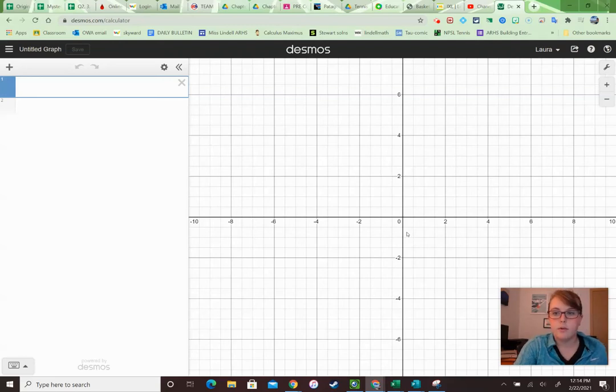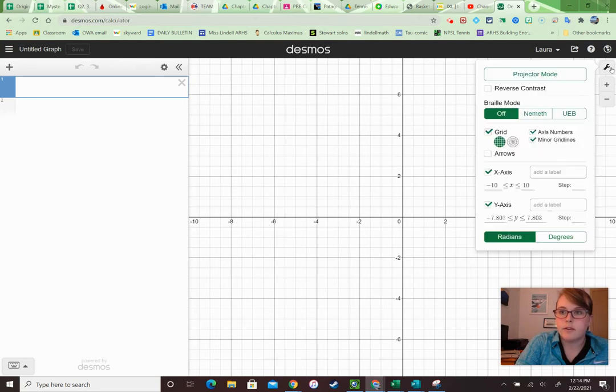Hey everyone, we're going to go over really quick how to graph sine, cosine, tangent on Desmos. So the first thing that you want to do when you get to Desmos is click that wrench because we're going to make some setting changes that will help us be able to grab points easier and just make our lives easier in general.